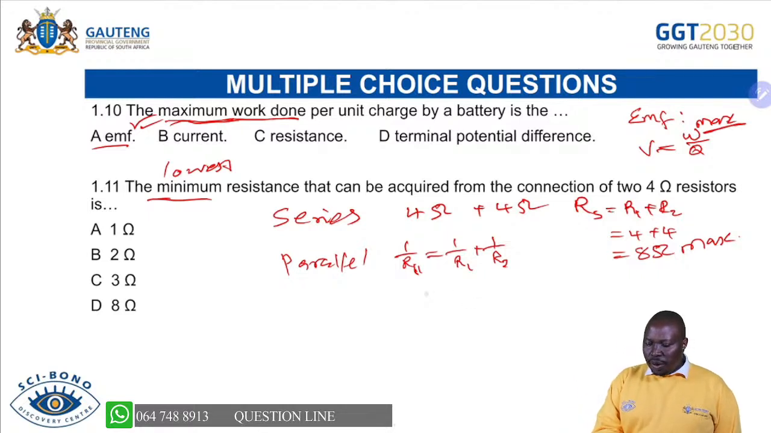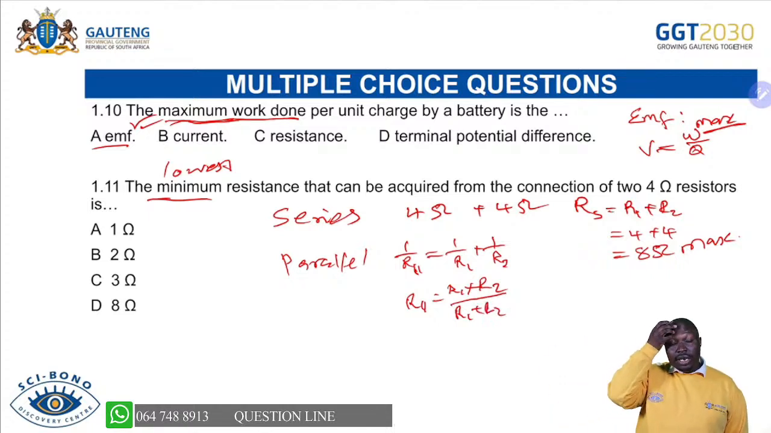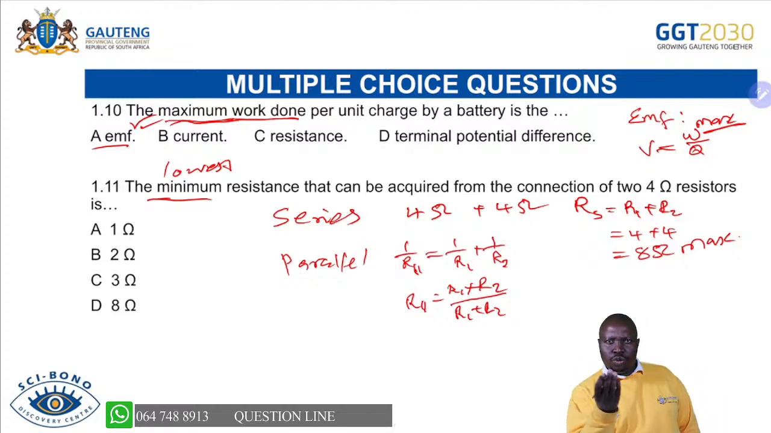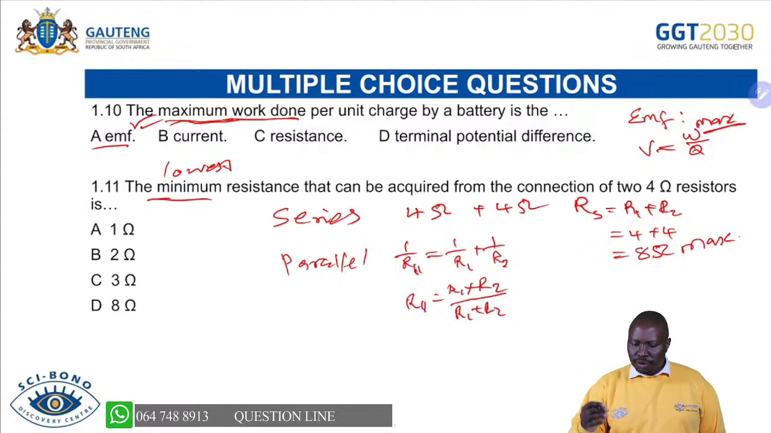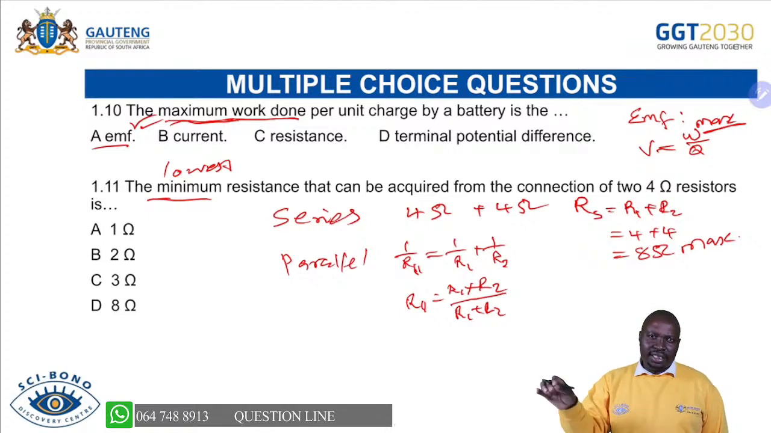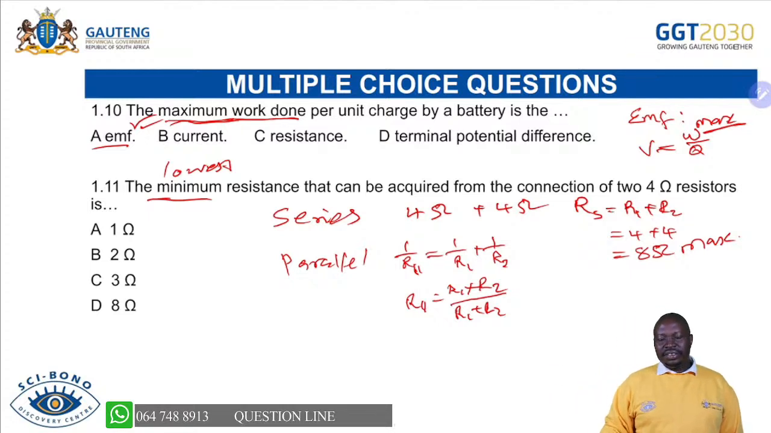However, you can always start by writing that formula, but now you can use the product over sum to say the resistance in parallel is equal to R1 times R2 over R1 plus R2. So it's the product over sum. It applies only when we have two resistors. You can't say R1 times R2 times R3 divided by R1 plus R2 plus R3 when you are dealing with three resistors. No, it will apply when you have two.